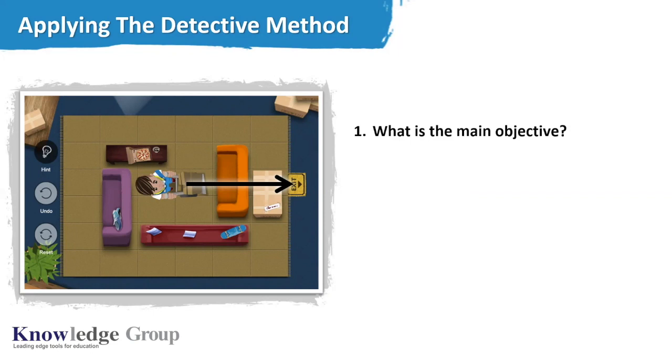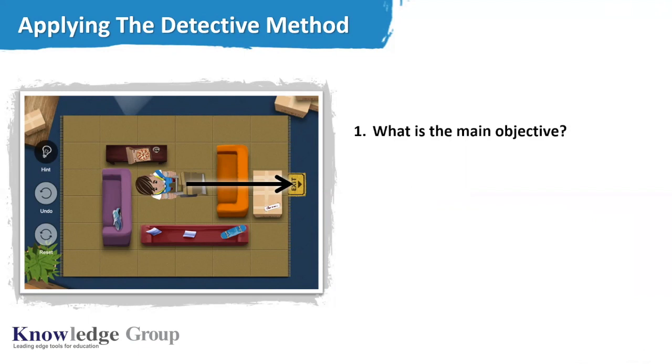Remember that problems arise when there is an objective that we want to accomplish, but there is something in our way that is blocking us from achieving it. So in this first step of the detective method, we will define our main objective. So the question is, what is the main objective? Well, the objective of the game is to clear the furniture from the mover's way, from the boy, so he can leave the room. That is our main objective. Step number one in the detective method.